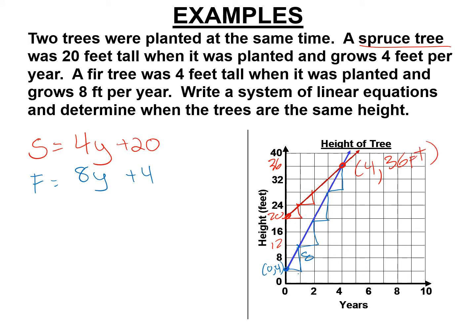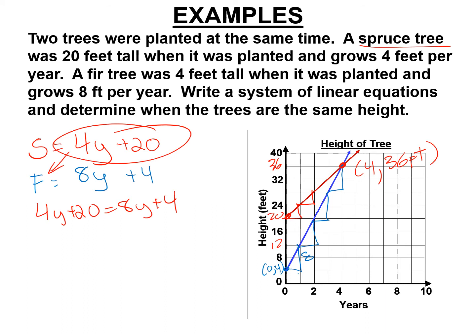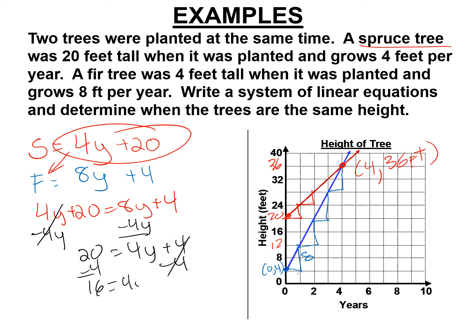So now let's see if we can get that with substitution. So we're going to put that into here. 4y plus 20 equals 8y plus 4. And let's solve that. So I'm going to subtract 4y from both sides, so I get a positive coefficient there. Subtract 4 from both sides. 16 equals 4y. Divide by 4. Y equals 4. Now, y is the first coordinate here, right? Because what's y for years here? It's actually the x coordinate, which is confusing.